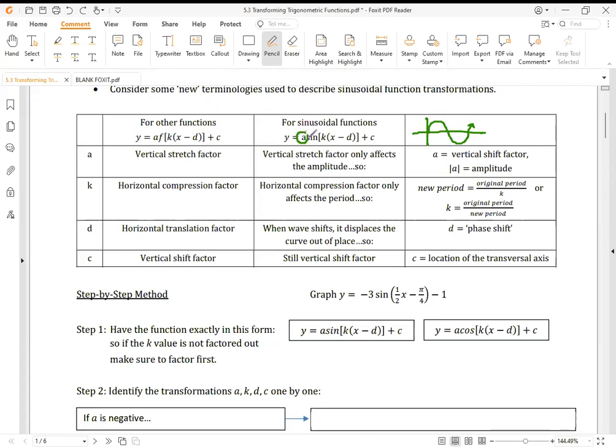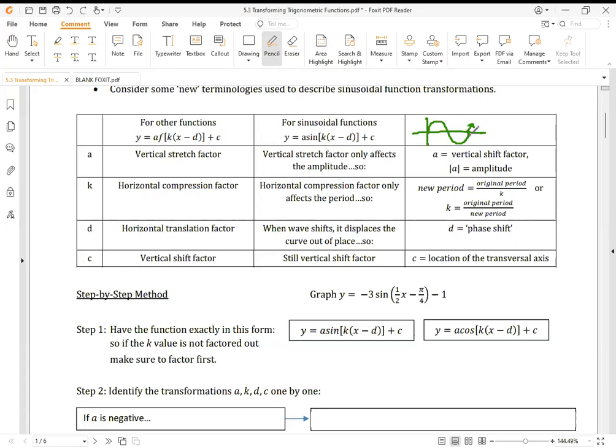It happens to coincide with what we call amplitude in physics when we talk about waves. How high we go from the axis and how low we go from the axis. So you can look at A, the vertical stretch factor, in two different ways for sinusoidal. Same with horizontal compression. For a horizontal compression, you take all your x values and multiply them by 1/k. That could make something stretched or compressed.